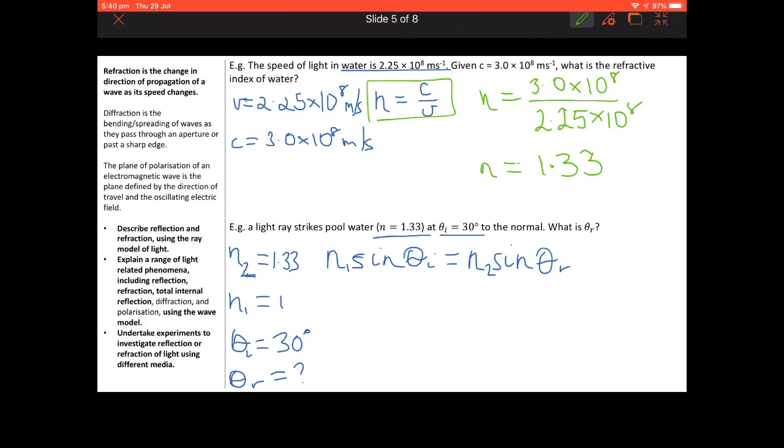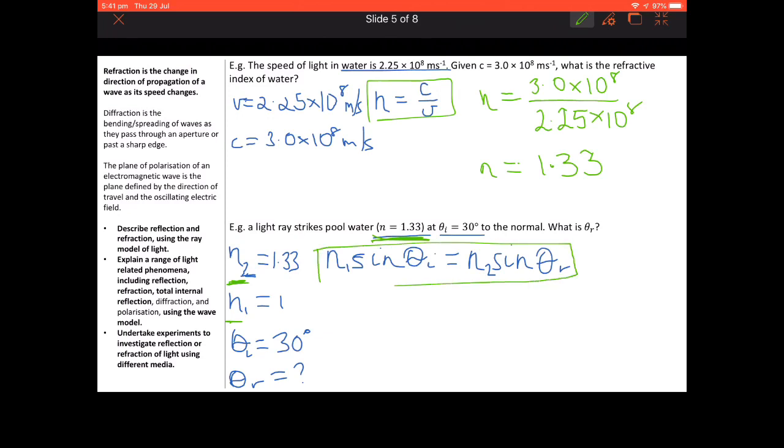The reason that we know that this N here is N2 is because the light ray strikes the pool water and it's about to go into the pool water. So that must be the second refractive index. The first refractive index is air because the light is coming from the air and then going into the water.